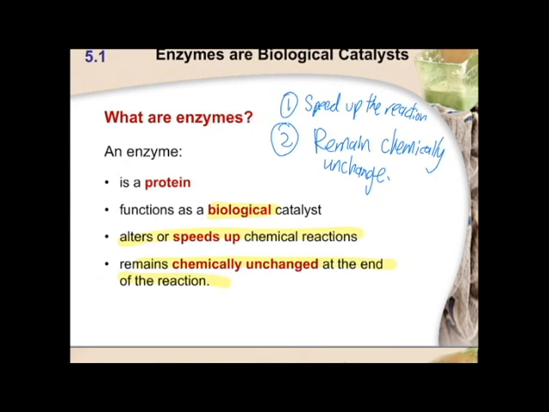So these 4 points, how to phrase it into one statement if they ever ask you to define what is an enzyme: An enzyme is a protein that functions as a biological catalyst, full stop. It alters or speeds up chemical reaction and remains chemically unchanged at the end of the reaction. So you can see that most probably the first 2 points will give you 1 mark in exam, and point number 3 and point number 4 are the second mark in exam, for the definition of enzymes.